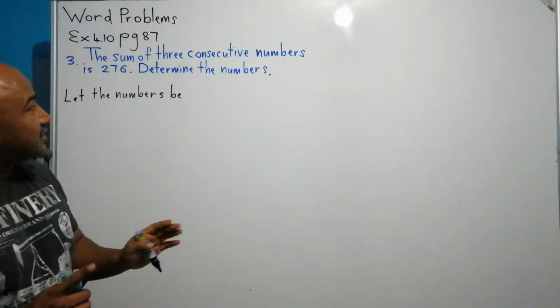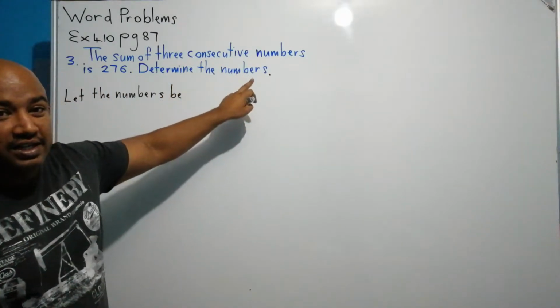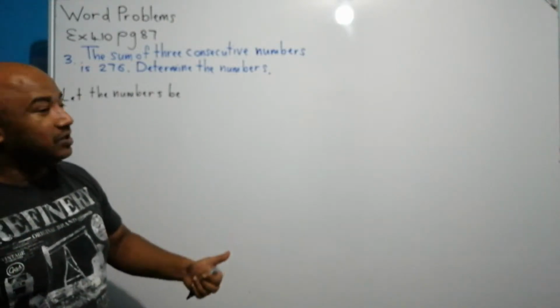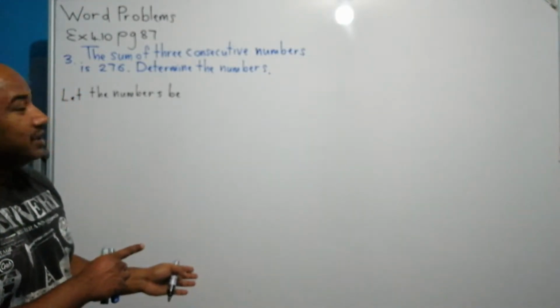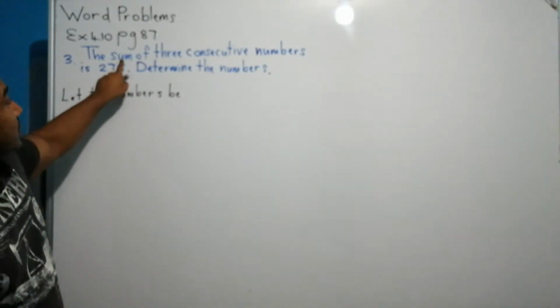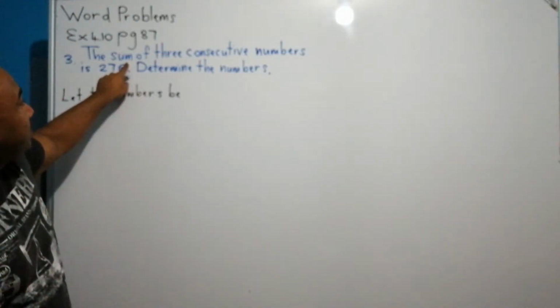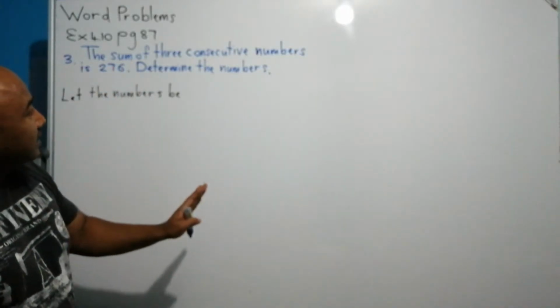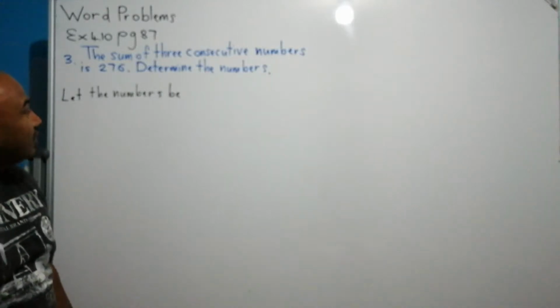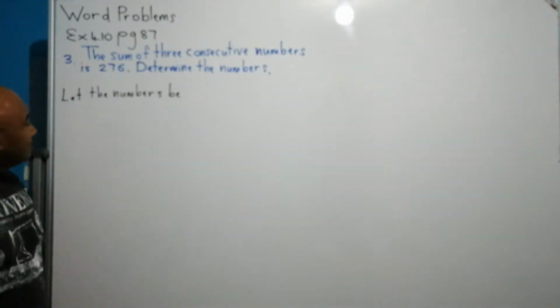Okay, so similar to number 1, you see the word consecutive. You're familiar with how you write down consecutive numbers in terms of actual numbers and in terms of variables. So here the keyword is sum, so we need to add the three consecutive numbers and we have a total of 276.